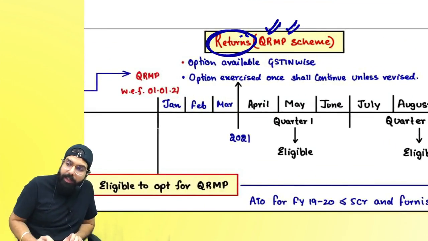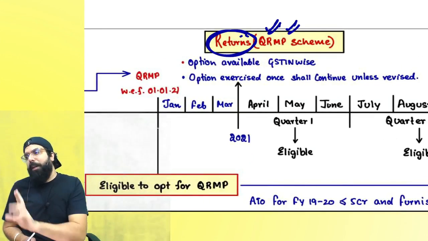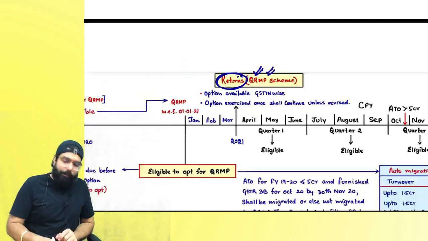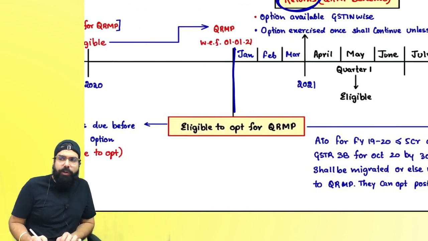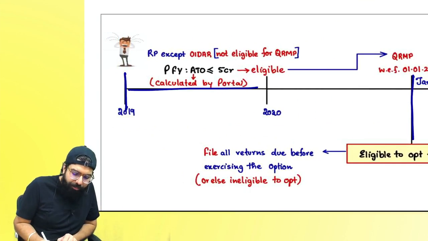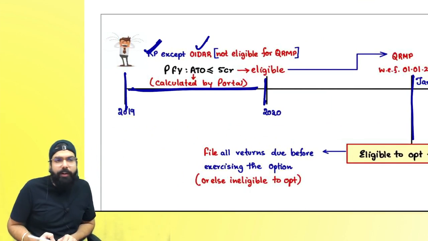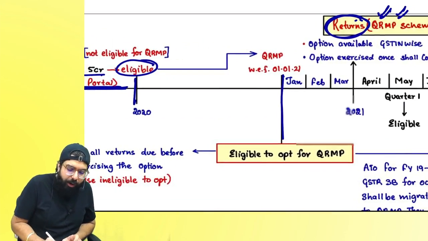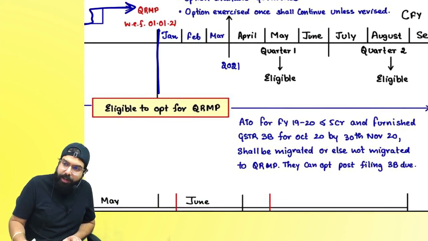Quarterly return but monthly payment means you can file your returns quarterly, but payment has to be done monthly. It means GSTR 1 and GSTR 3B you can file quarterly, but monthly payment has to be done. Government introduced the QRMP scheme on 1st January 2021, and government told that if you are a registered person other than OIDR, and your turnover, which is calculated by the portal automatically in 1920, is less than or equal to 5 crore, then you are eligible for the quarterly return monthly payment scheme from the 1st of January 2021.